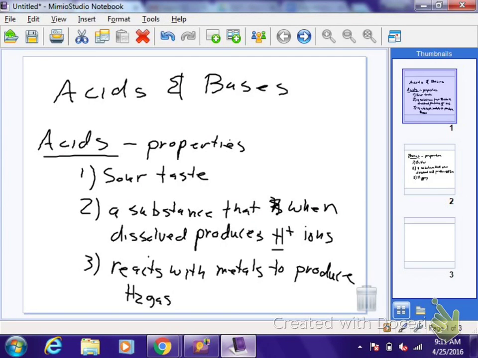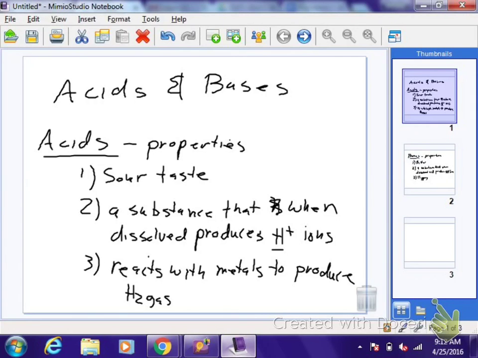Okay, so acids have a sour taste. So any type of food that you eat that has a sour taste, or drink that you will drink, will have a sour taste. Okay? Like, you guys eat sweet and sour chicken? Okay. Got a little sweet in there, a little sour in there.